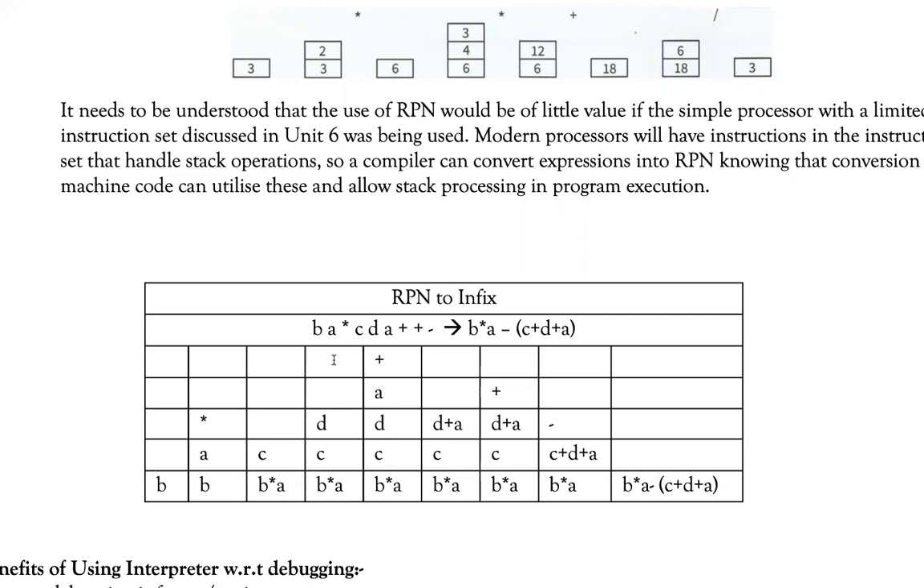Then I see a C pushed on top of that, then a D pushed on top of C, and an A pushed on top of D. Then we have a plus sign. So that means I will carry out the addition of the last two statements, which is D and A. D plus A, result pushed back over here. Then we have another addition, and another addition over here. So this time we're adding C plus D plus A. So the result is pushed back over here.